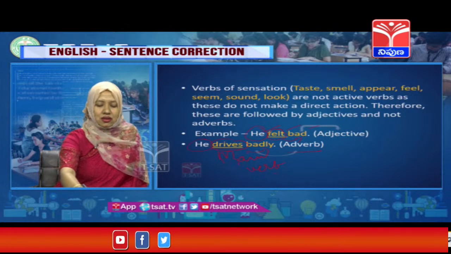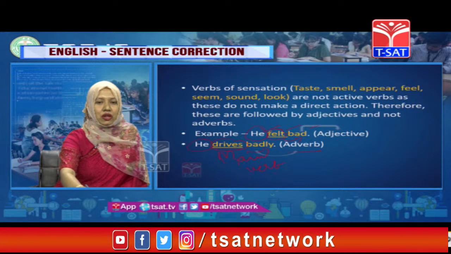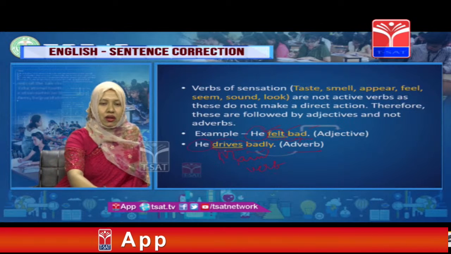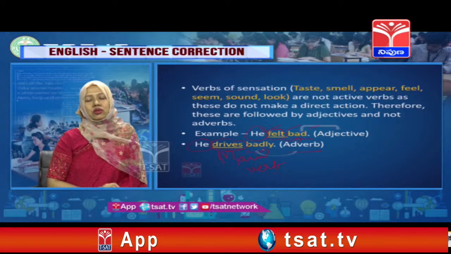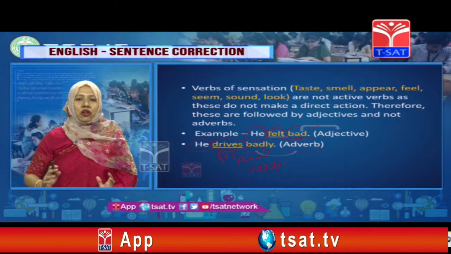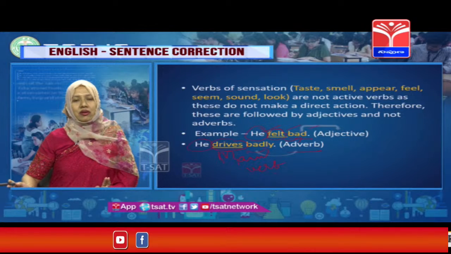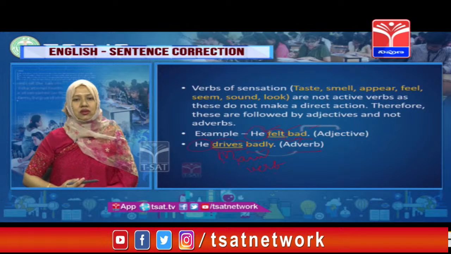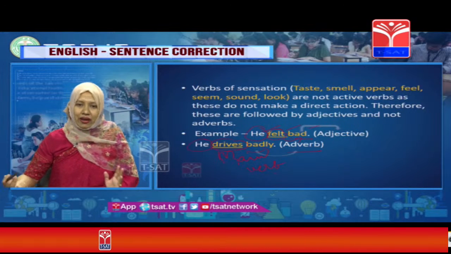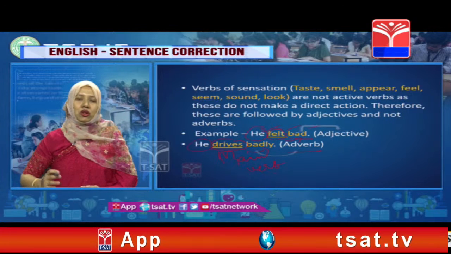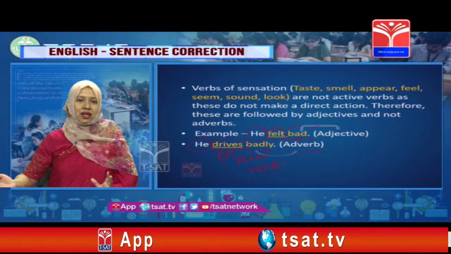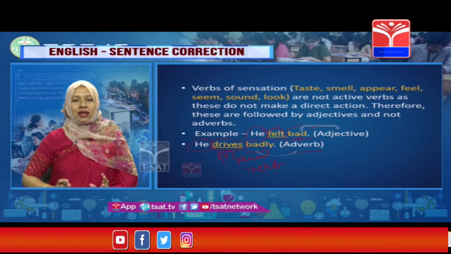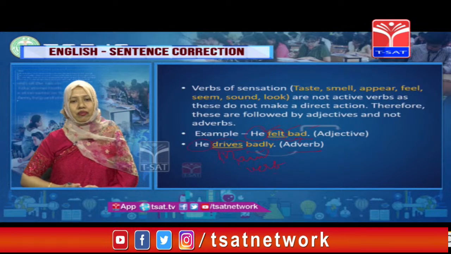The difference is, when sensational verbs are used, you should use adjectives in the object place. When main verbs are used, adverbs should be used in the object place. Verbs of sensation like taste, smell, appear, or feeling are not active words. They do not make any direct action. If they are there in the sentence, they should be followed by adjectives and not adverbs. For example, he felt bad.